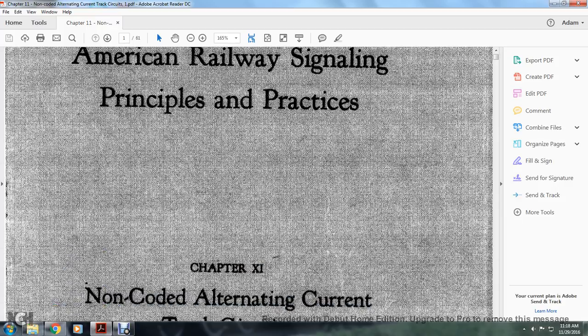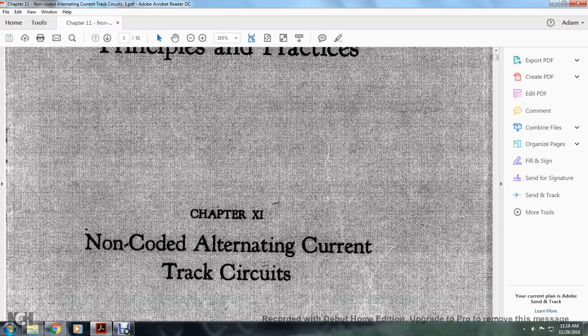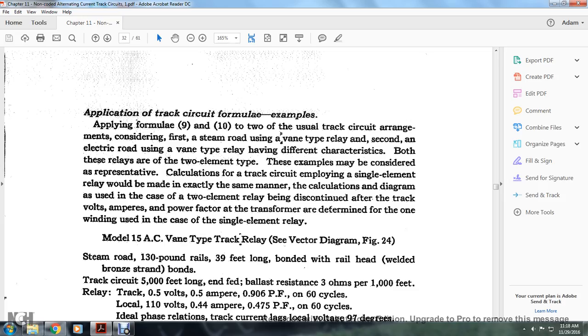American Railway Signals Principal Practices, Chapter 11, Non-Coded Alternating Current Tracks, and we're halfway through it. Alright. Application of the track circuit formula, example.